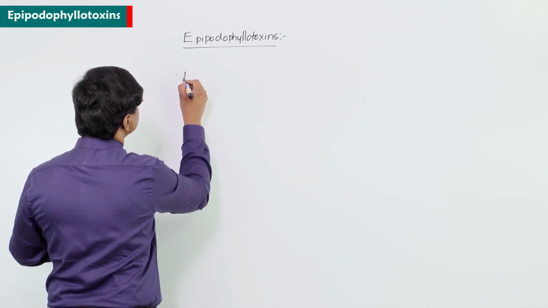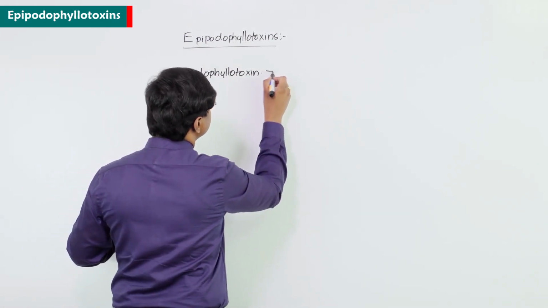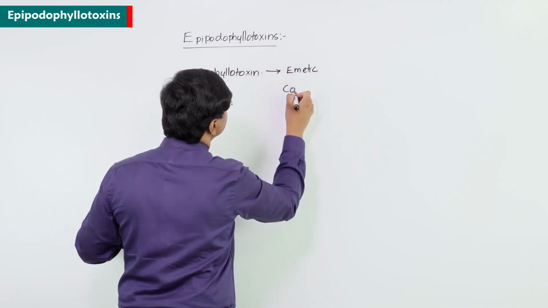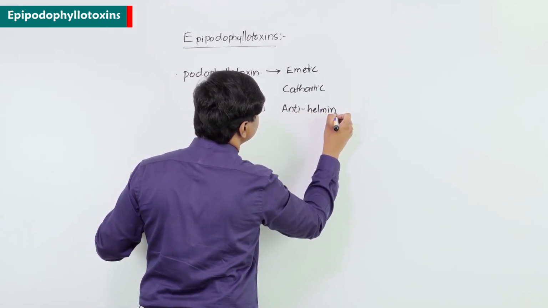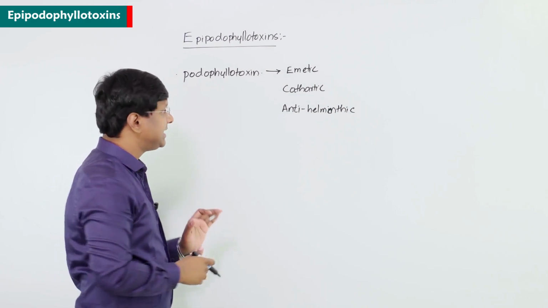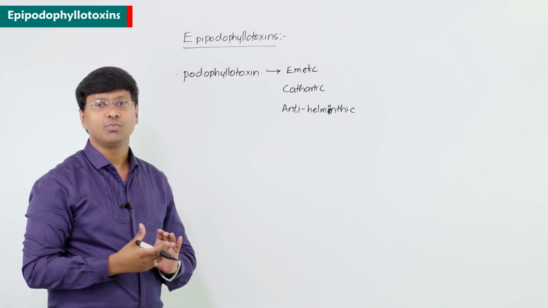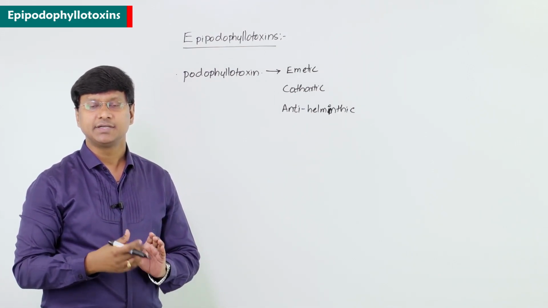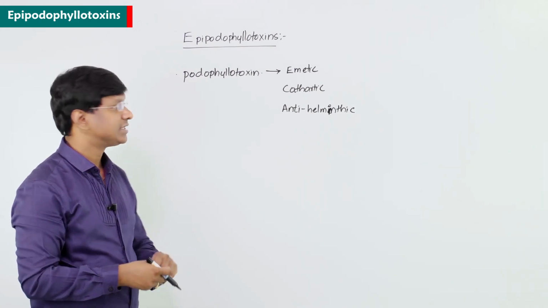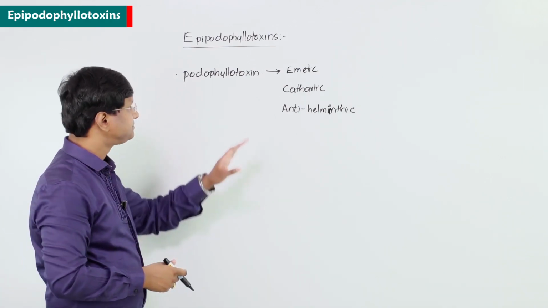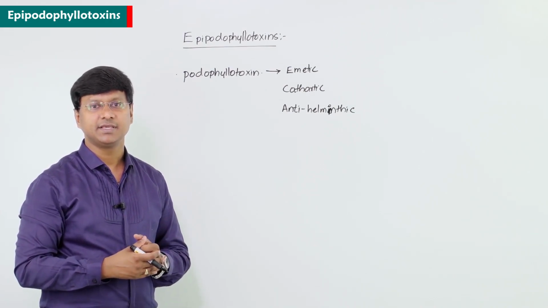Okay, so podophyllotoxin was used for its emetic, cathartic and as well as anti-helminthic effect. Now you take this particular cathartic. What do you mean by the word cathartic effect? It is nothing but a sense of psychological relief. So remember, podophyllotoxin is used for its emetic, cathartic and as well as the anti-helminthic effects.